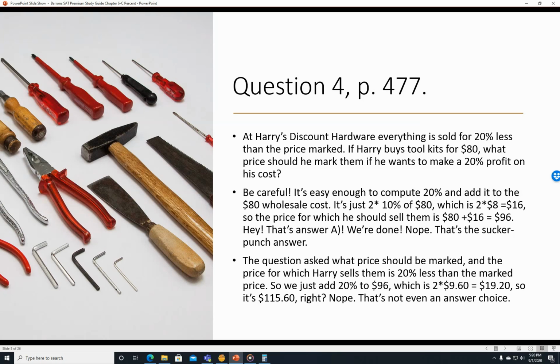We also know from before that adding 20% to the $96 won't give us the price that we would reduce by 20% to get 96. It's going to be bigger than that. So we can't just add 20% to $96, which would be 2 times $9.60, which would be $19.20, which would be $115.20. That's not even one of the answer choices here, so we know that's not the right answer, and hopefully you already knew that.